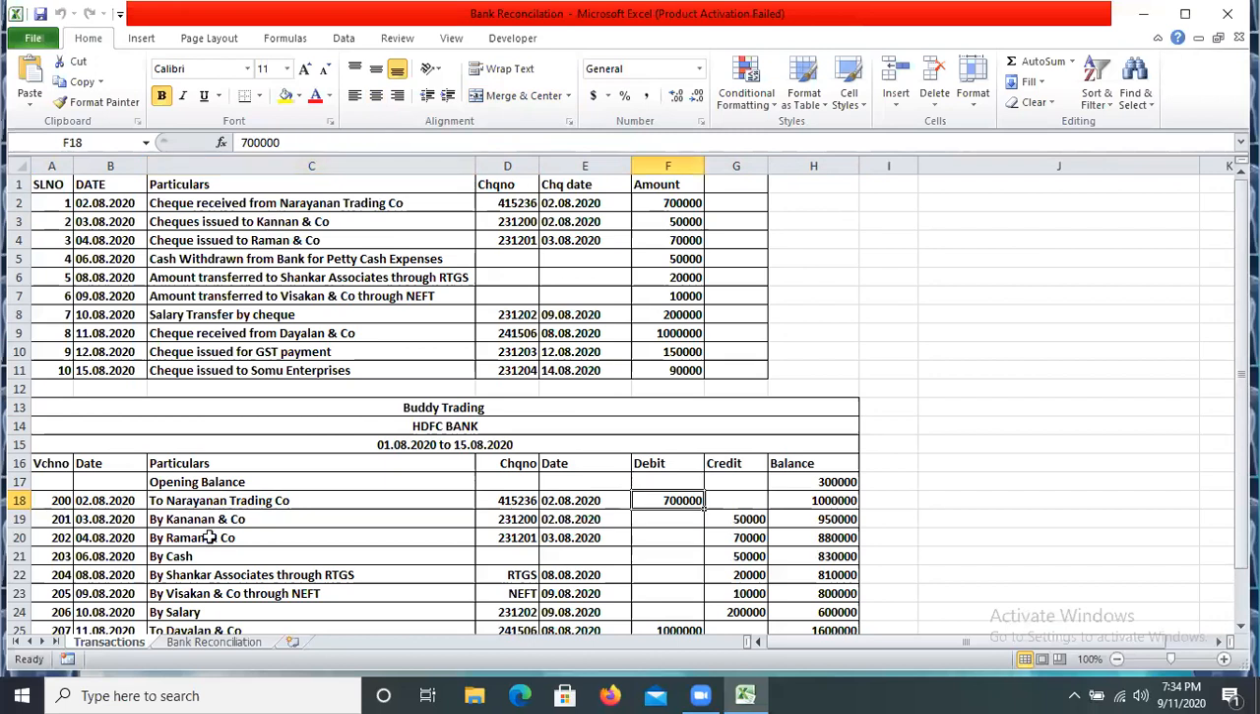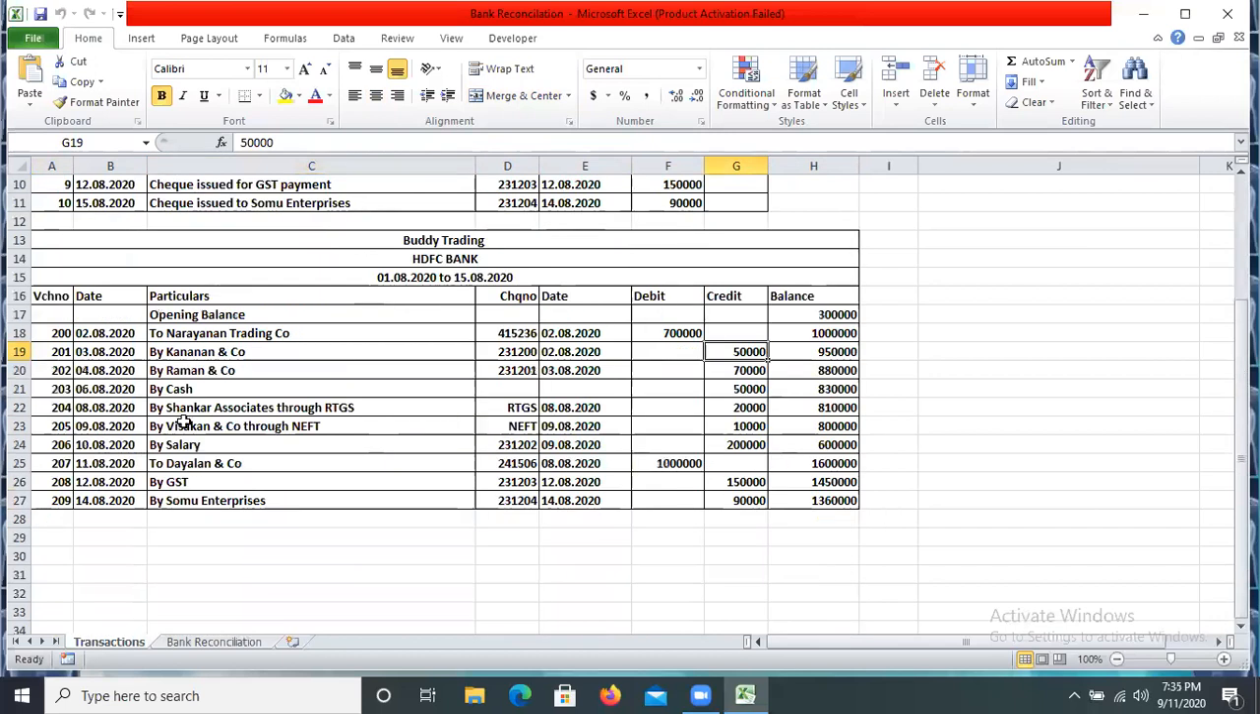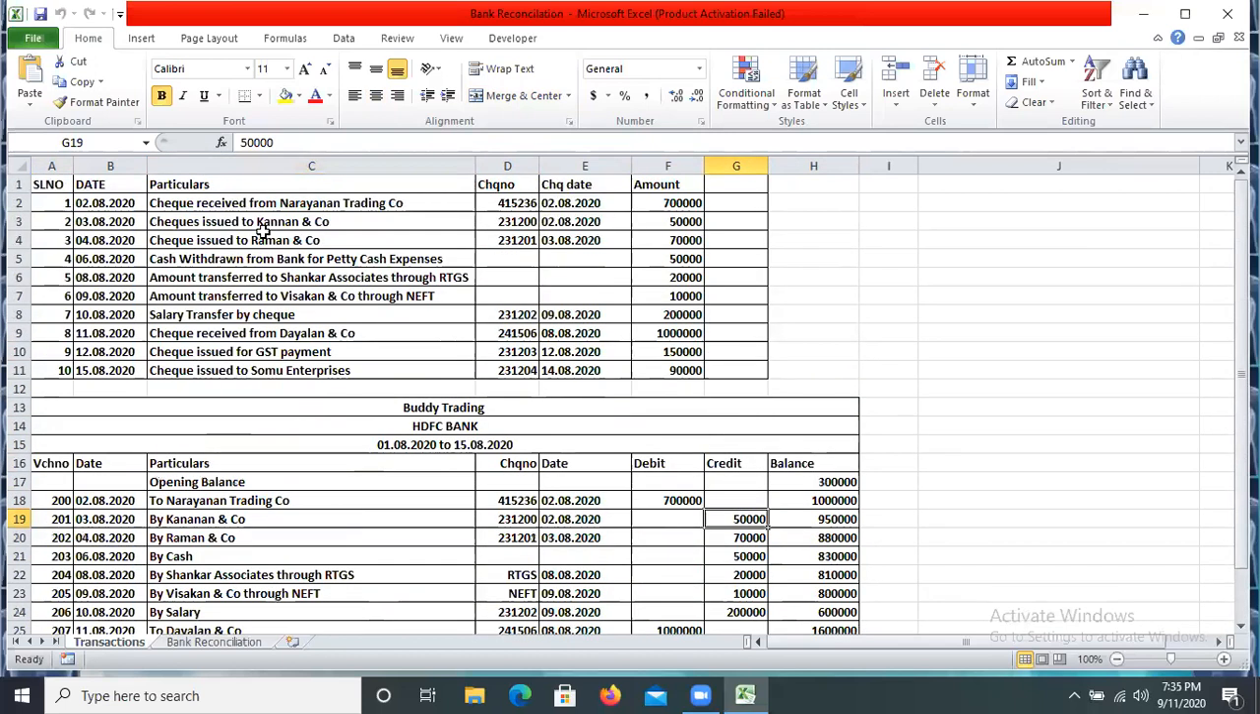Check issued to Kannan, by Kannan account, that is Kannan to bank. So vendor to bank, so it goes to credit. Similarly, check issued to Raman and Co., so by Raman and Co.